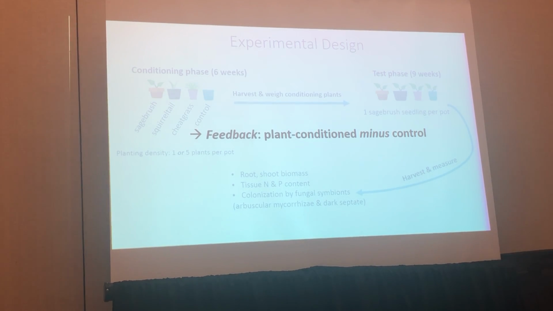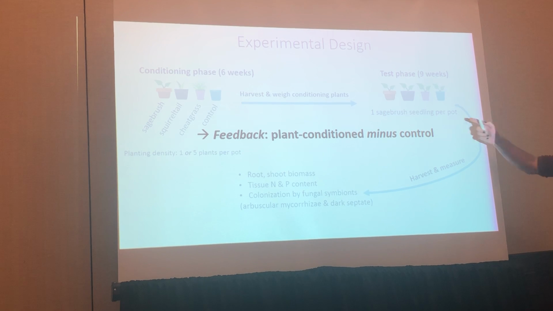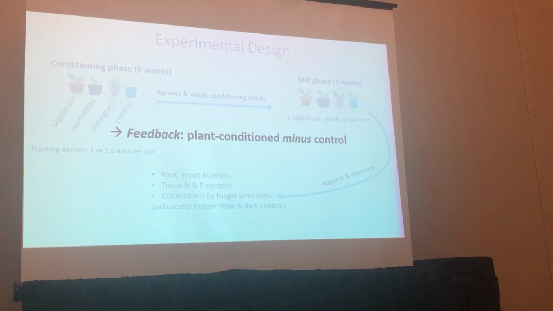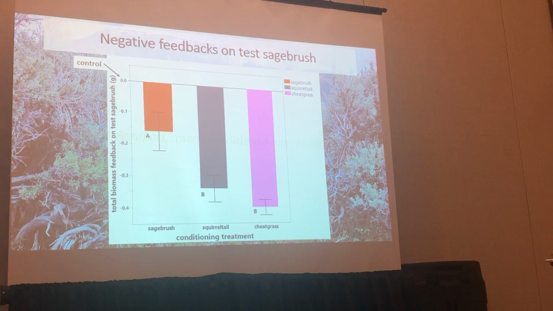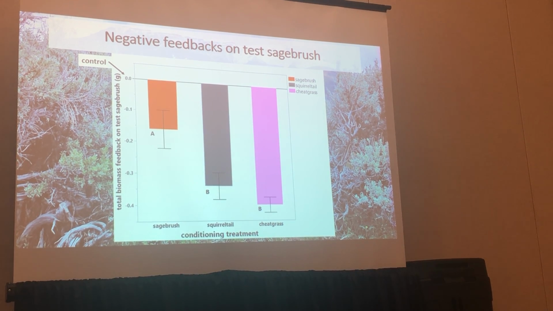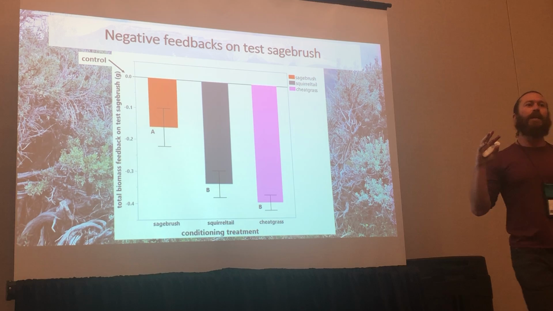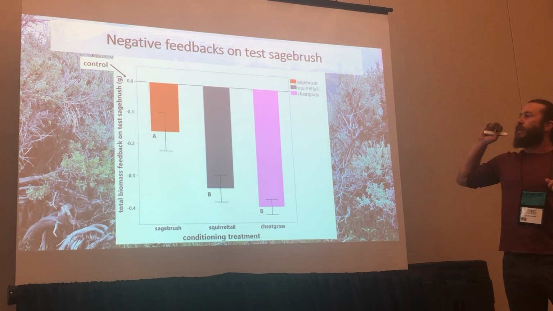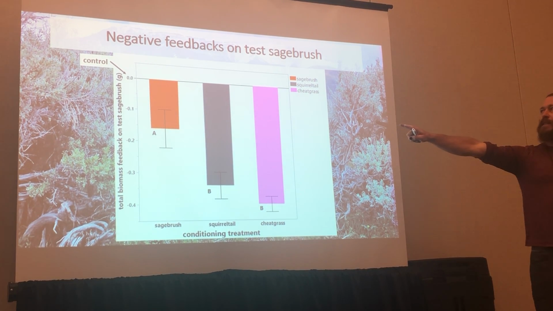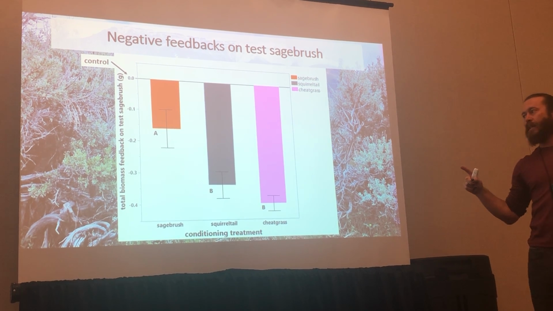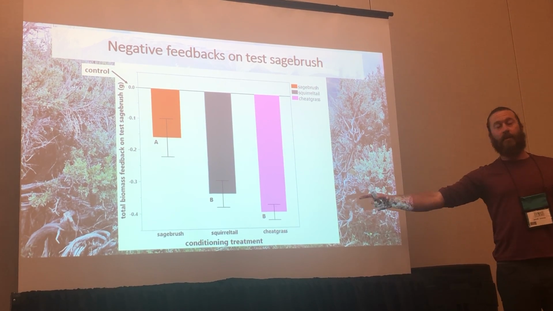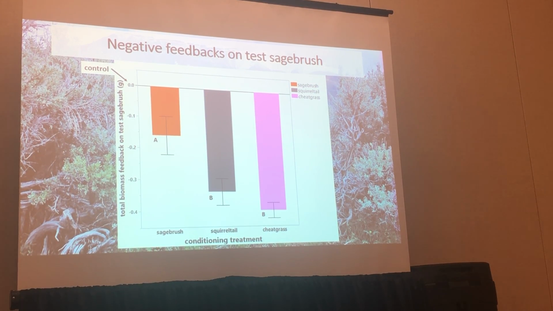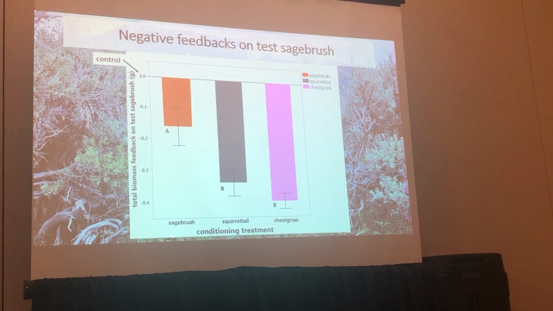Again, I'm defining feedback here as the plant conditioned value minus the control value, the open value. So it's like, did it have a negative effect, or did it have a positive effect? What did I find? Negative feedbacks on test sagebrush. Here, the 0 line is the mean of the control treatment. You can see everything was negative. But sagebrush is less negative, so it feeds back less negatively on itself than did squirreltail, the native, and cheatgrass. Just to give a little context, negative 0.4 grams was like huge. These were very tiny.